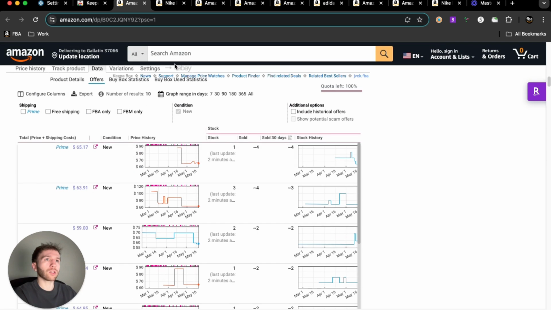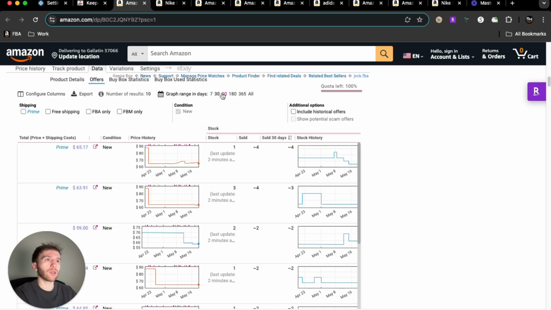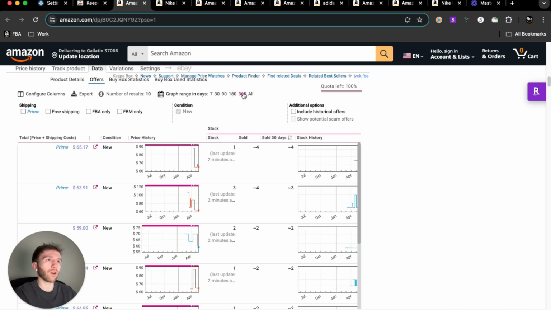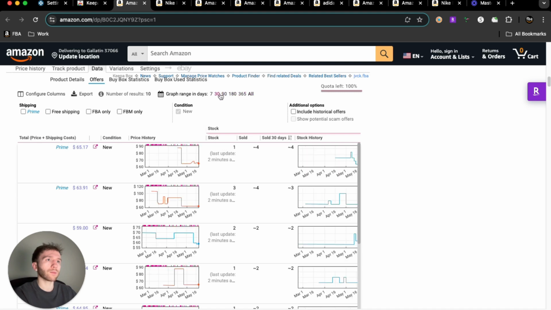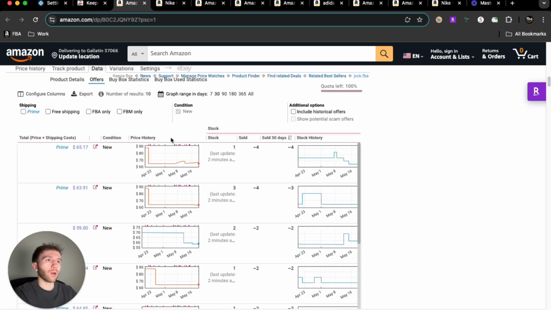You can also just go here and change the graph ranges. So it was set on 90, then I clicked on 30 and it zoomed it in to the last 30 days. You can go even farther out if you want, or all time, or even the last week. But we typically want to look at either 30 or 90 days. But that also correlates with the stock history here.